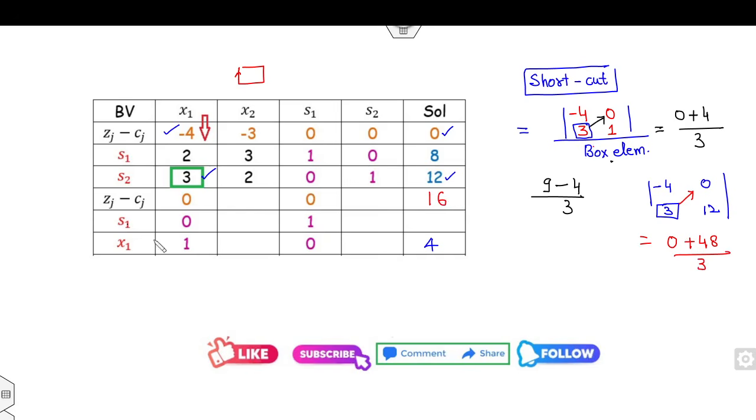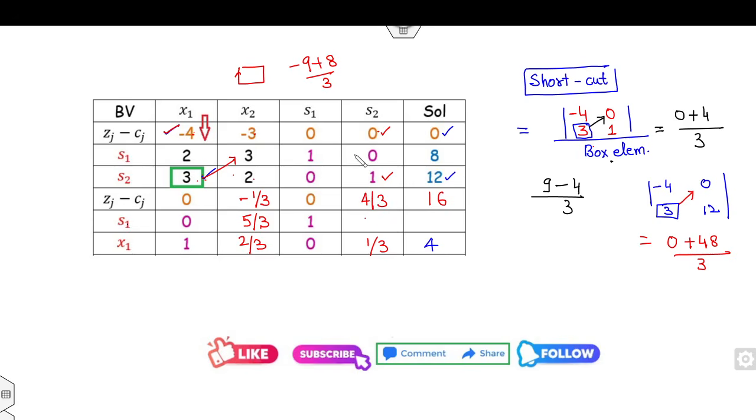Fine. Now I can complete this table. So this last row is divided by the box element. Now can you find this element quickly? The previous value is -3. One is the box. The others are -4 and 2. So it's -9 plus 8 divided by 3. So it's -1/3. Can you find this number? 9 minus 4, 5/3. Can you find this number? 3, 0, 1, -4. So 3 into 0 is 0 plus 4, divided by the box element.